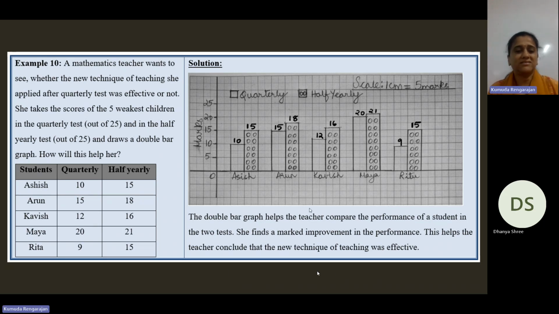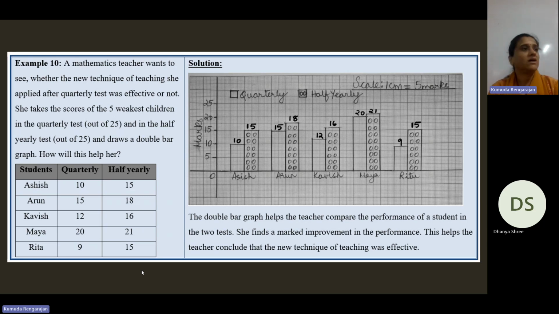Okay, and the answer to that question, how will this help her? The double bar graph helps the teacher compare the performance of a student in the two tests. She finds a marked improvement in the performance. This helps the teacher conclude that the new technique of teaching was effective. So this can be in your own words. It's not an answer to be memorized.